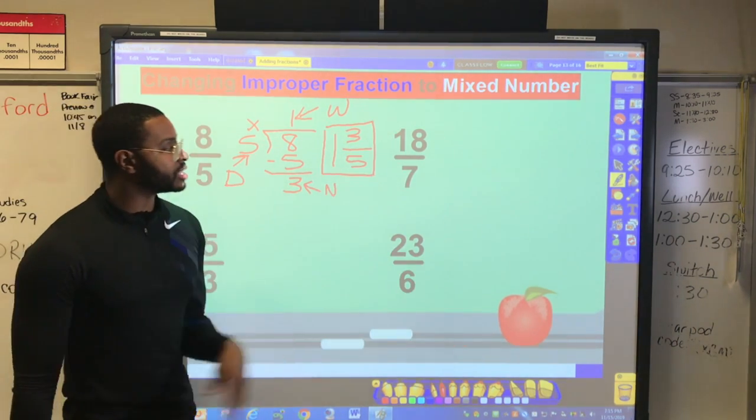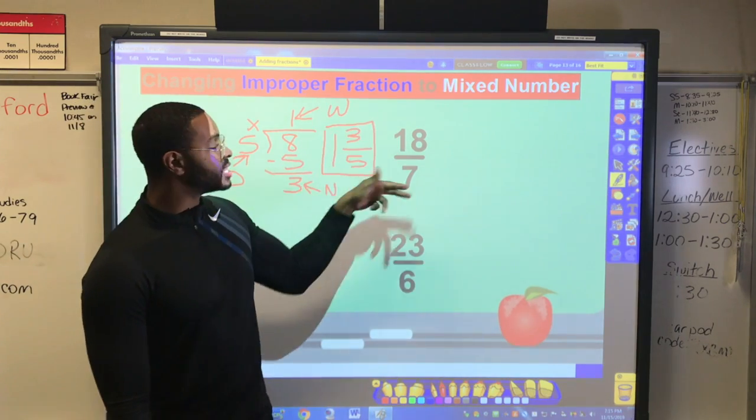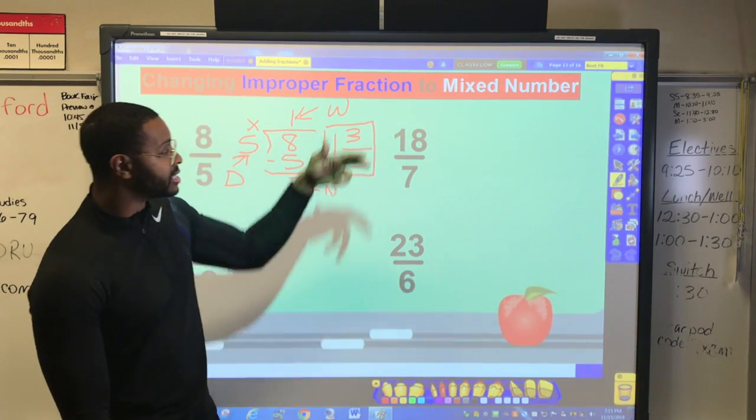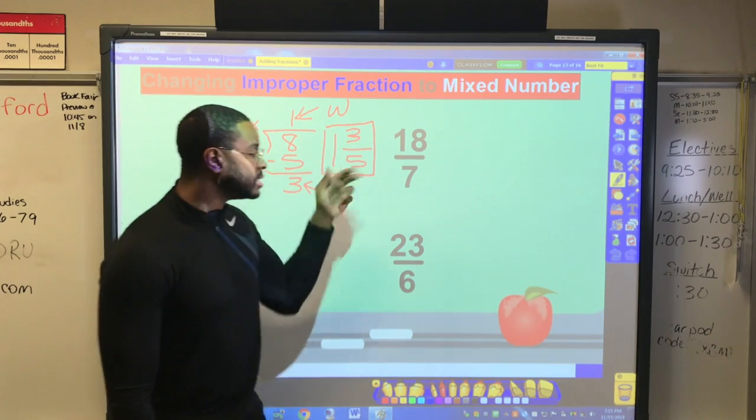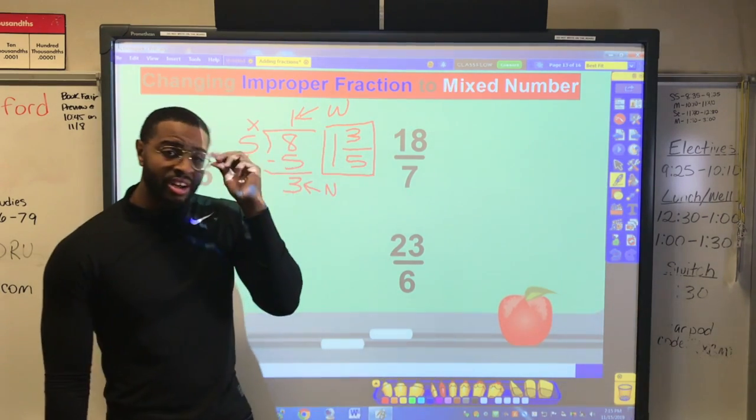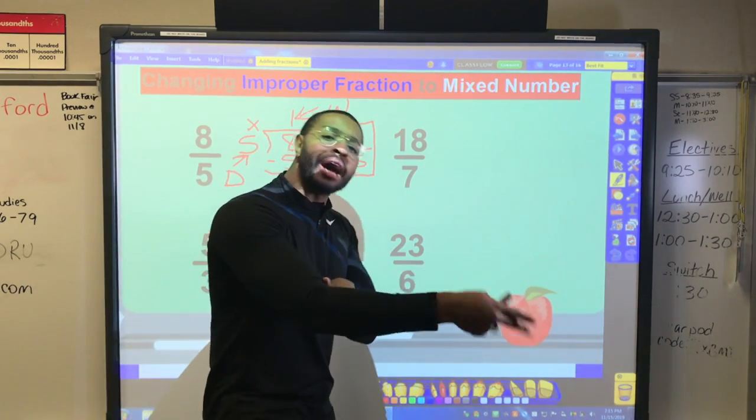So let's go to the next example. I have 18/7, or I like to look at it as 18 divided by 7. And I say that saying to myself, top in, bottom out.